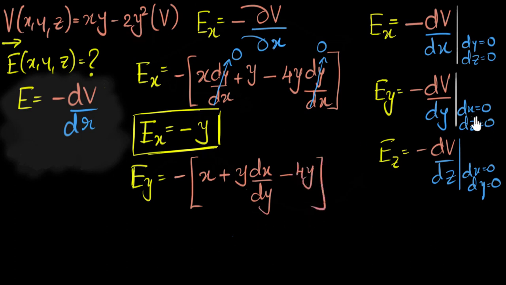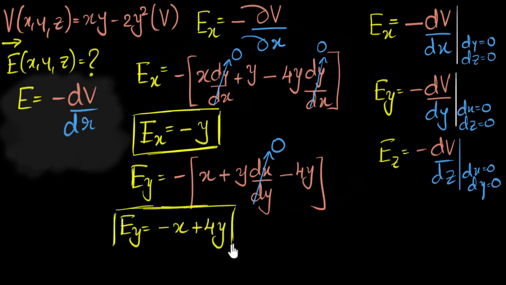And now let's use this. dx and dz is 0. So dx is 0, that means this goes to 0. So now these are partial derivatives, whatever you're getting now. So Ey is going to be, let's see, this term survives, this term survives, so I get negative x plus 4y. This now is your y component of the electric field.